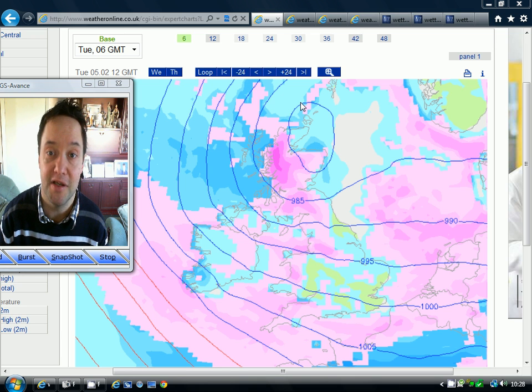Going to have a look at the snow potential for today. There could be a bit of snow around across some parts of the country, but there'll also be rain and sleet as well. And then we're going to have a look at the weekend, because some quite interesting patterns are emerging for the weekend.